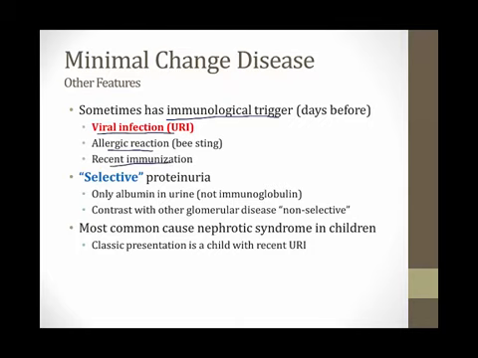Another feature of minimal change disease is that the proteinuria is selective. Only albumin will be found in the urine, not immunoglobulin and other proteins. This is different from other causes of nephrotic syndrome where the proteinuria is non-selective. And then finally, you should be aware that this is the most common cause of nephrotic syndrome in children. So the classic presentation is a child with a recent upper respiratory infection who then develops the nephrotic syndrome.